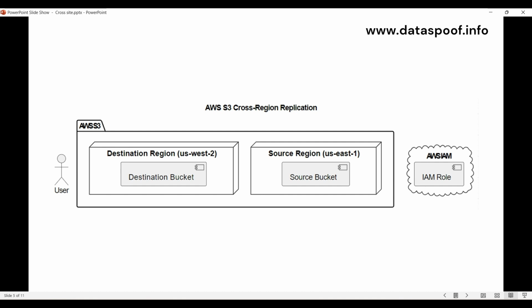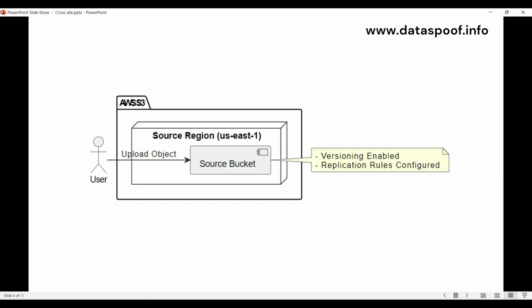Next, you have to go to your source bucket and configure the replication rules. After that, whenever you upload any file in the source bucket, it will automatically get replicated to the destination bucket. So this is the overall process of cross-region replication. Now let us see the demo.